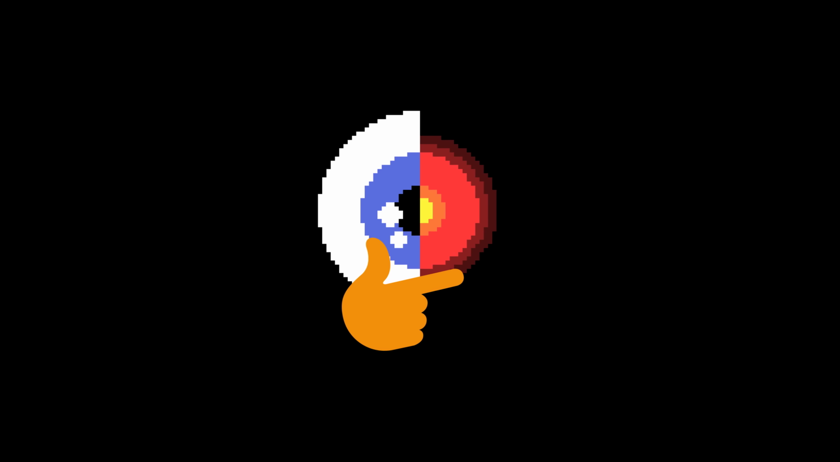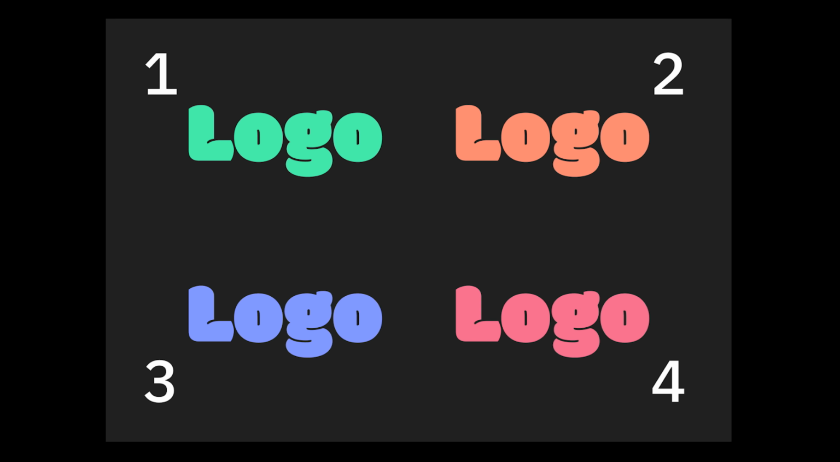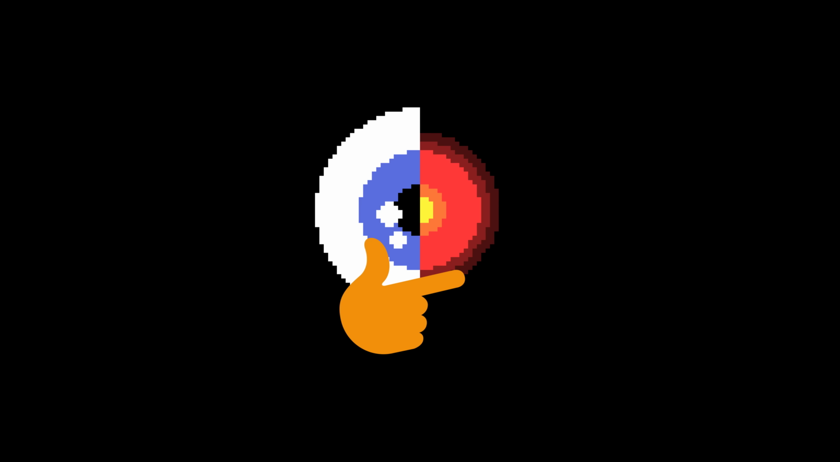But is it always accurate? Baffled by the accuracy of color psychology, I decided to ask some questions on my channel, and I got some interesting answers. Say these were all eligible options for a brand's color. Which one do you feel more comfortable with or connected to? Very random colors here, I know. And everyone had different feelings about them. But I wasn't looking for a winning color. I was looking for opinions.